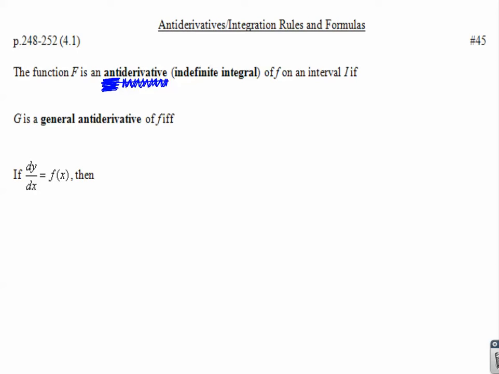Backwards from the derivative. So we're going to use the symbol capital F as an antiderivative of little f on an interval if capital F prime of x, so the derivative of the antiderivative, equals little f of x. And to be more specific, we're going to say this holds for all of the x in I, that interval that was described earlier.